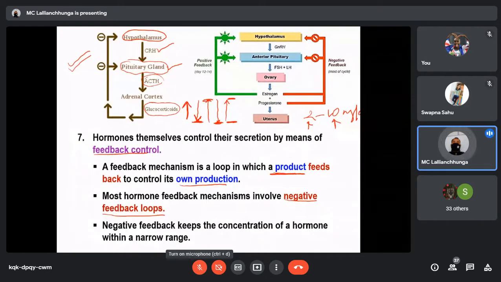Now let's talk about positive feedback. The positive feedback mechanism is very rare in the body. Around 2 mechanisms are there. We'll do it afterwards, when we talk about the ovary and all.